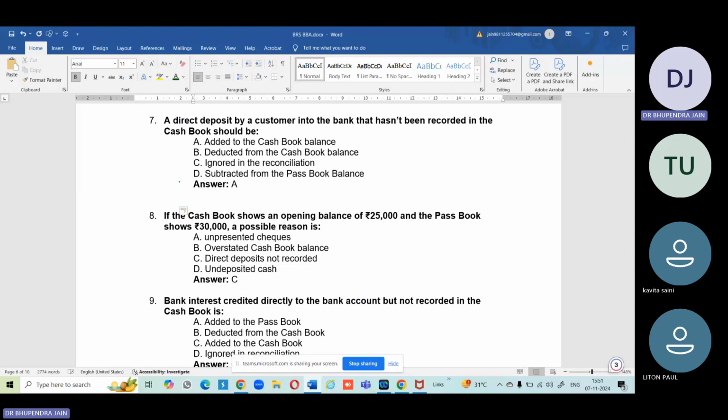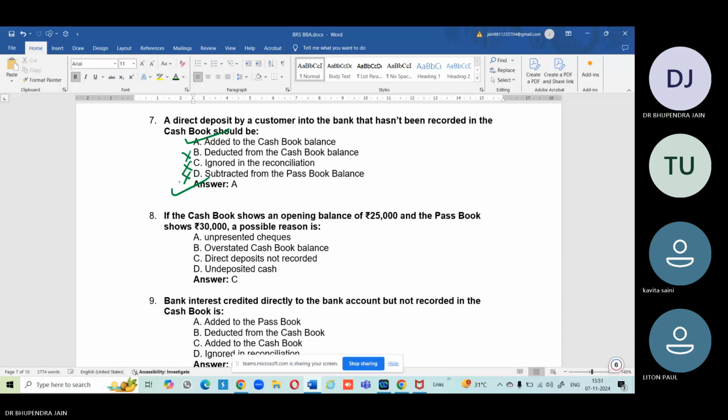A direct deposit by a customer into the bank that hasn't been recorded in the cash book should be. If the customer directly deposited into the bank, but we hadn't recorded the transaction in the cash book, what will we do? We have already solved this type of question. We have to add to the balance of the cash book. Clear? Let's check. Add to the balance of the cash book, this is correct. Deduct the balance, wrong. Ignore, wrong. Subtract, wrong. So A is the correct answer.